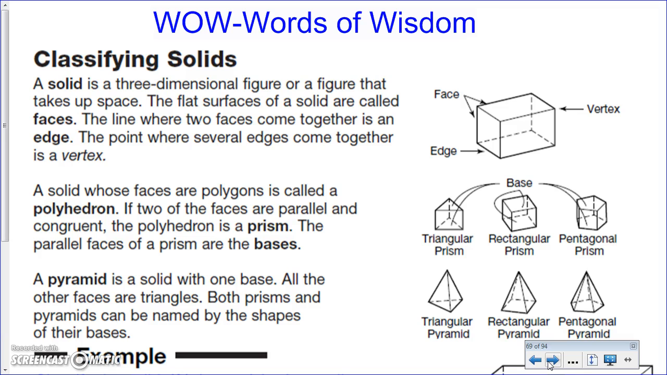You can see to the right here we have the triangular prism, which has triangular bases, a rectangular prism has rectangular bases, and a pentagonal prism has pentagons for bases. A pyramid is a solid with one base. All of the other faces are triangles. Both prisms and pyramids can be named by the shape of their bases. So to the right there, you can see a triangular pyramid has a triangle for the base, a rectangular pyramid has a rectangle for the base, and a pentagonal pyramid has a pentagon for the base.